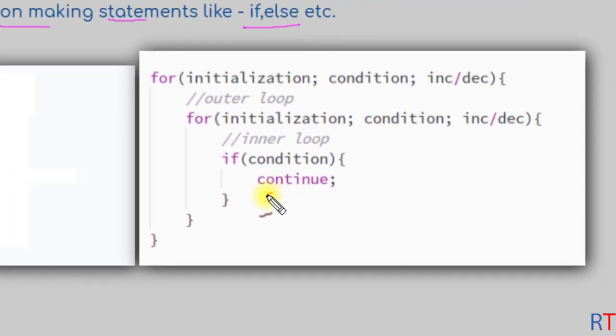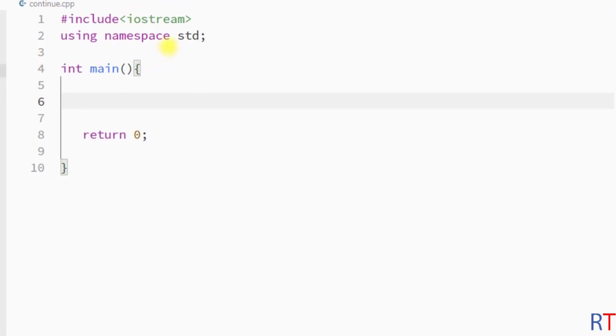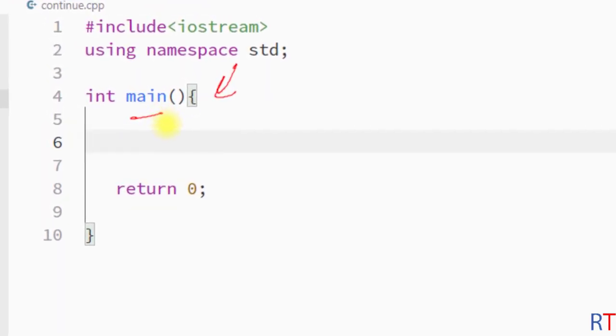Also, we can use the continue statement inside a nested loop. So whenever the condition becomes true, the continue statement will be executed and the control will go back to the beginning of the inner loop. And also we can use a label with the continue statement. So whenever this statement is executed, the control will transfer to the beginning of that label and start executing the code from there.